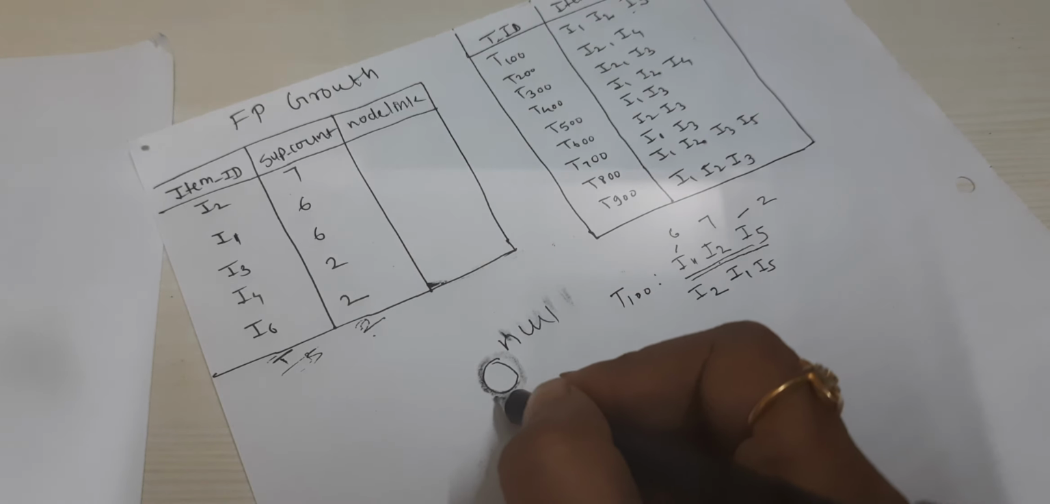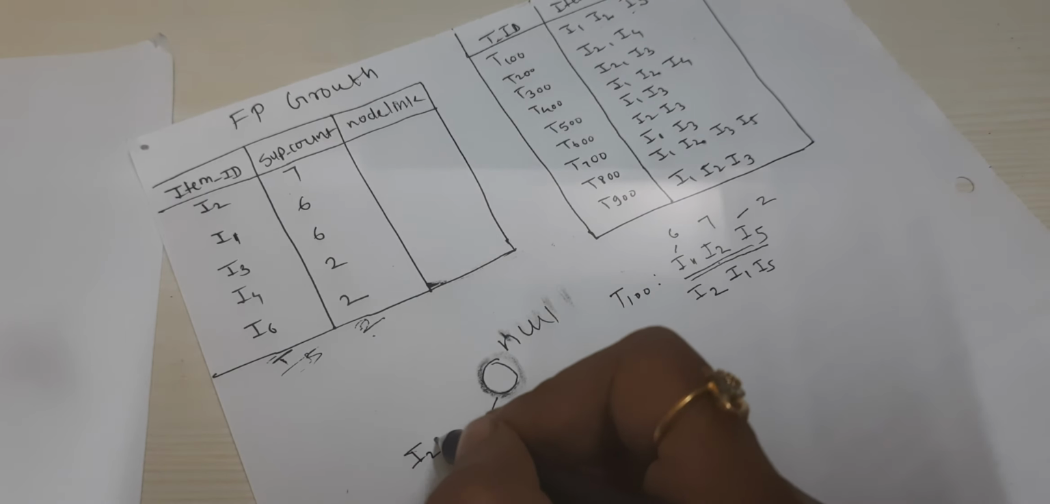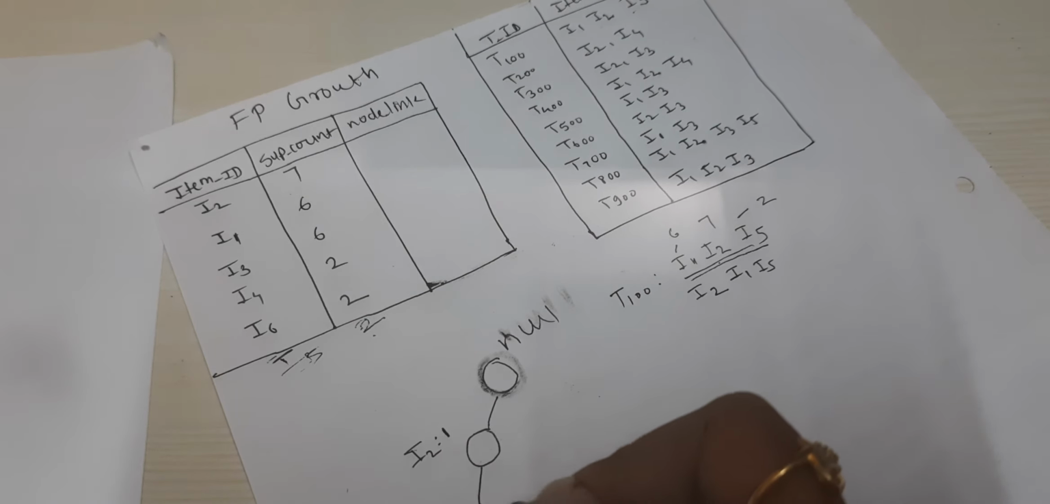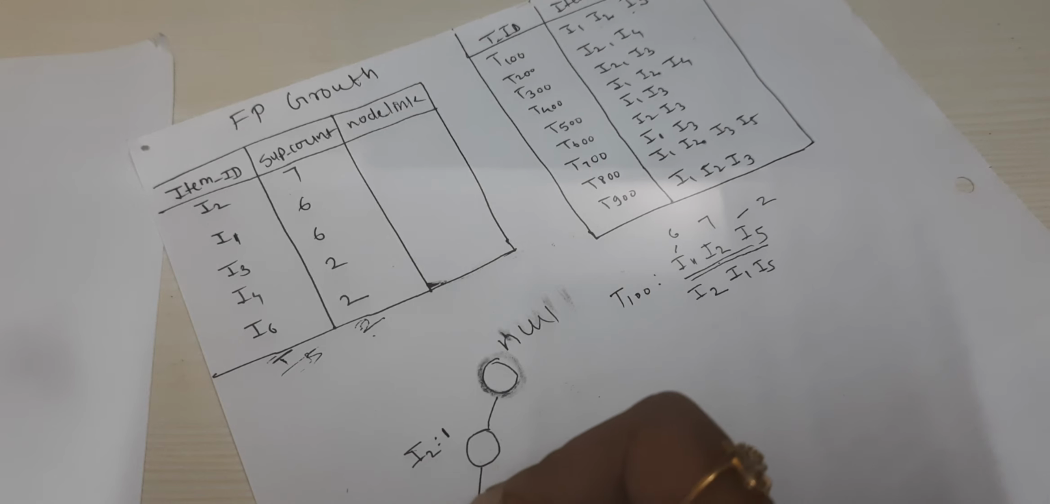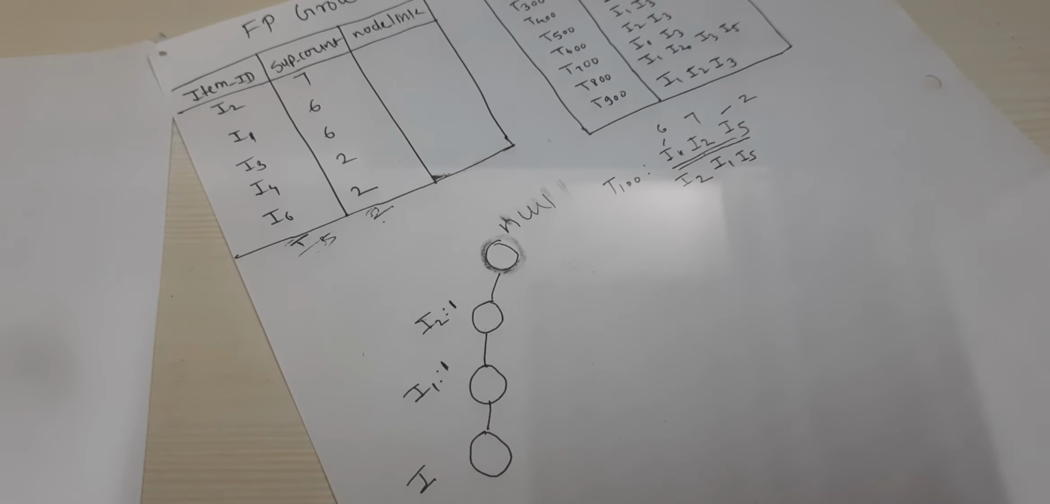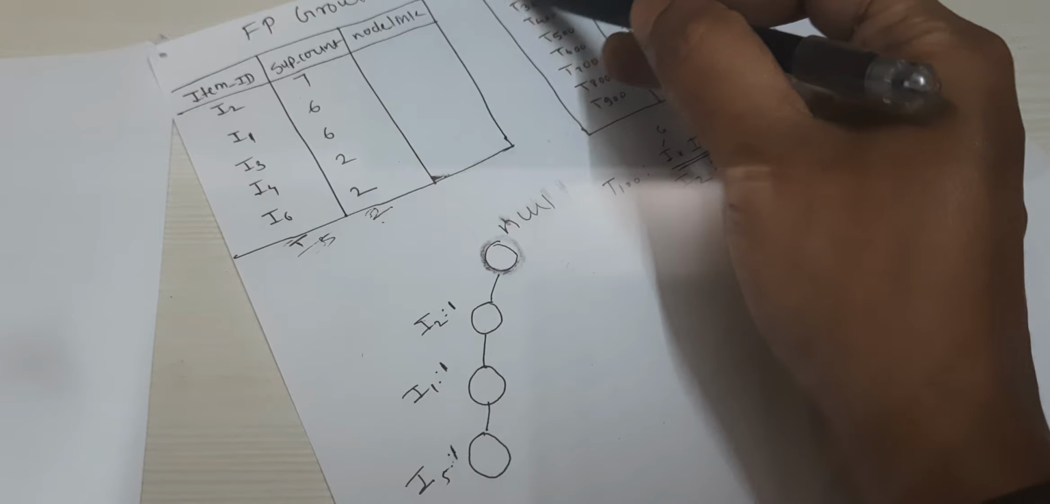So here you have to draw the first node for I2. The count for I2 is 1. So what is next? After I2, I1 will come into the picture. So here is I2, it is 1, and after I1, next is your I5. So here is 1. So this is for transaction T100.